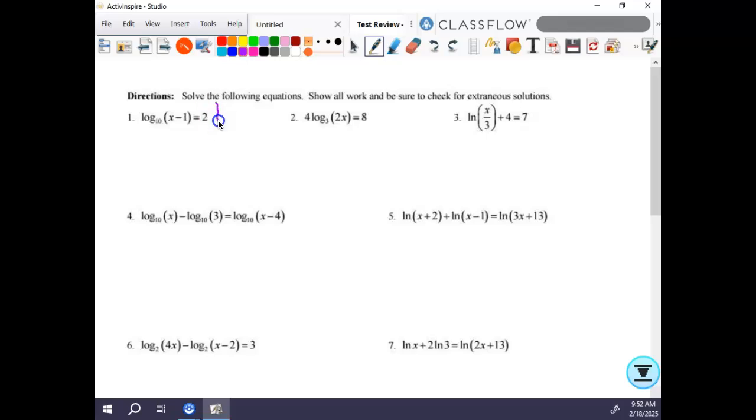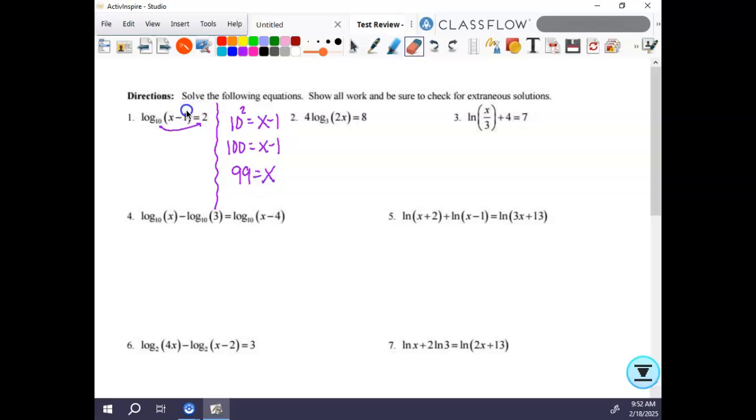one way to do this, let me kind of split this here, is I can rewrite it as 10 to the second power equals this. So 10 squared equals x minus 1, right? So that gives me 100 equals x minus 1. So 99 equals x.